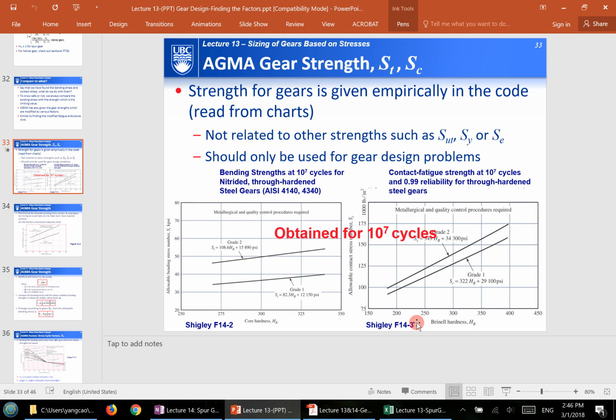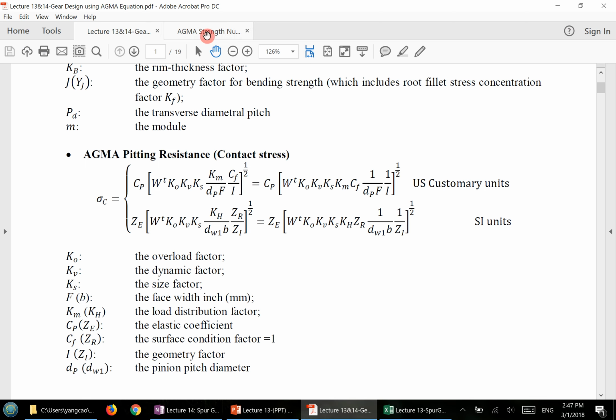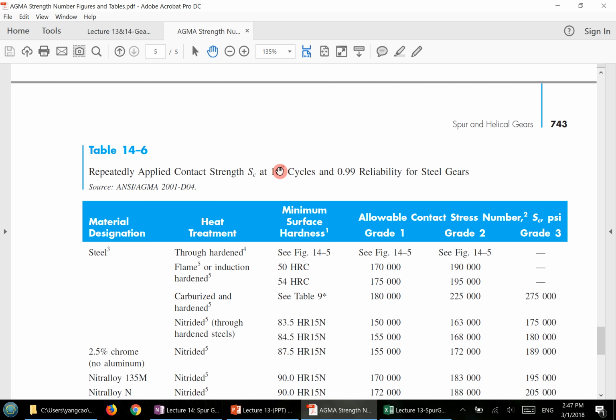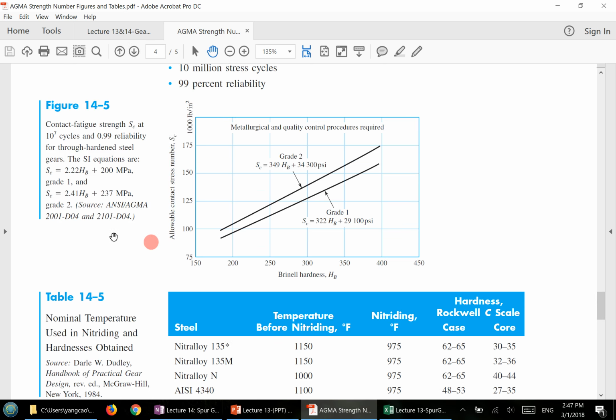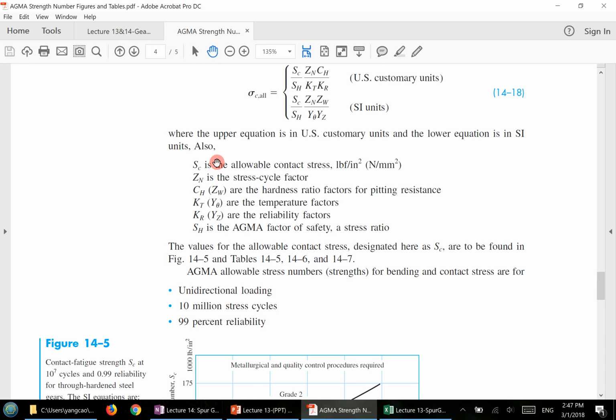I do want to mention one thing though. If you look at the subscripts and the titles of the tables here, they all say this is the strength value at how many cycles: at 10 to the power 7 cycles and 0.99 reliability. So the values in these tables are based on a certain test of 10 to the power 7 cycles, and on a reliability of 0.99.